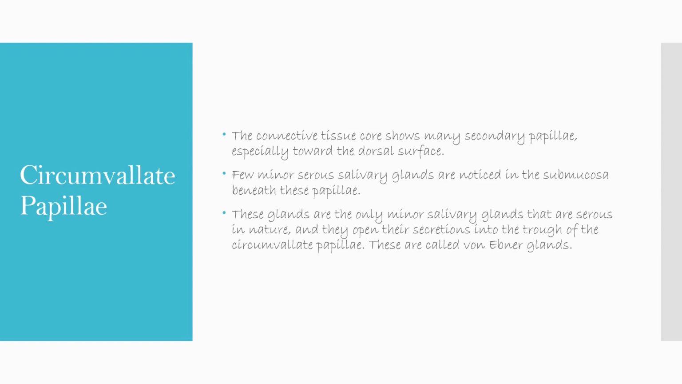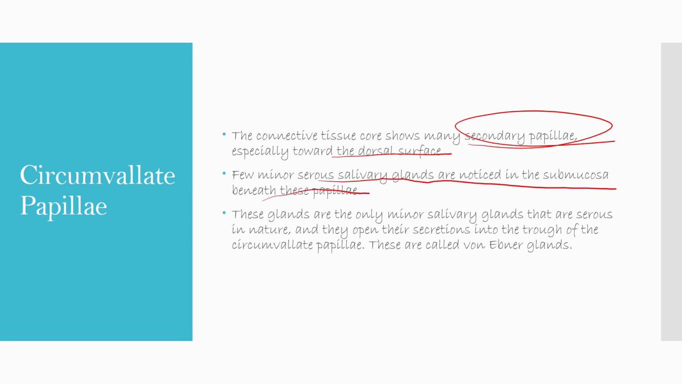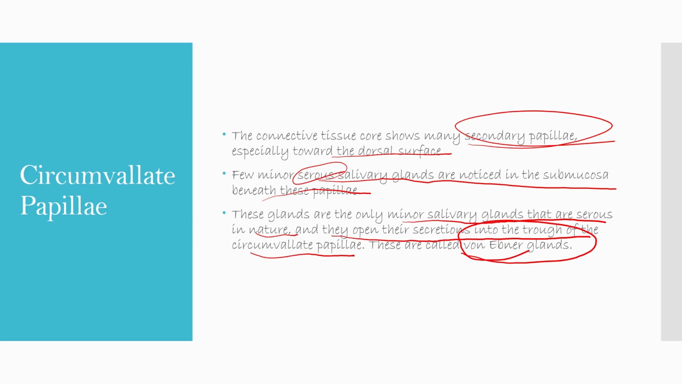The connective tissue core shows many secondary papillae, especially towards the dorsal surface. Minor serous salivary glands are noticed in the submucosa beneath these papillae. So this helps in secretion of the salivary glands of the serous type. These glands are the only minor salivary glands that are serous in nature, and they open their secretions into the trough of the circumvallate papilla. These are von Ebner glands, and we have studied them in the salivary gland video.